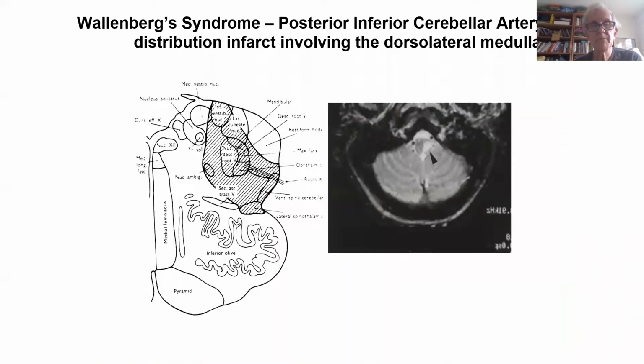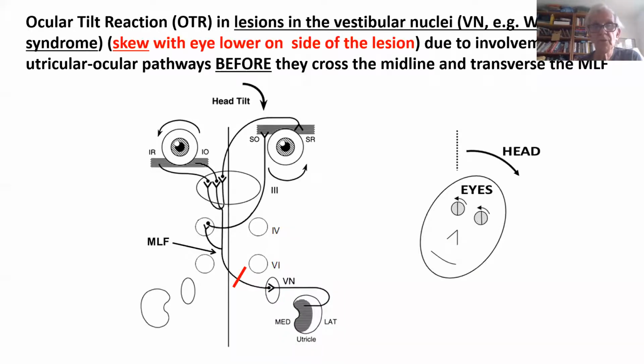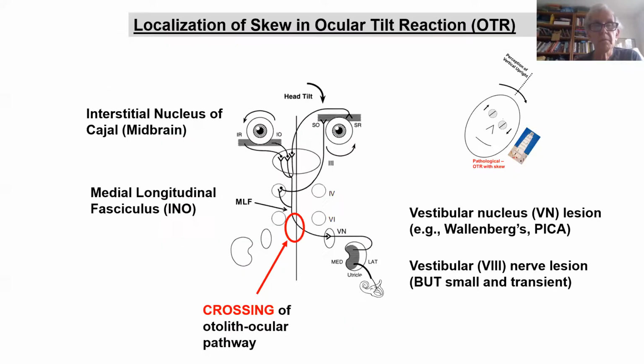So you may remember this was Wallenberg syndrome, the same patient. There's the lesion in the dorsal lateral medulla. It's actually involving the vestibular nuclei caudally, the otolith projections and the caudal vestibular nuclei. He has a skew because of involvement of the caudal vestibular nuclei, to which project mostly otolith inputs. So here's the rules.